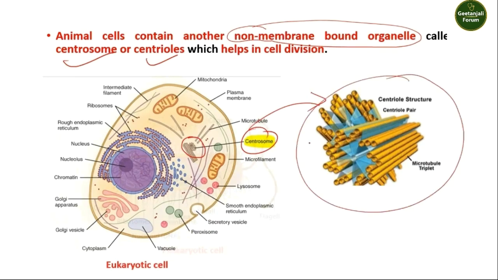Now, what is their function? The function of centrosome is cell division. When a cell divides, from one cell there is formation of two cells. In that process, the cell requires centrosome. Centrosome helps in that process.